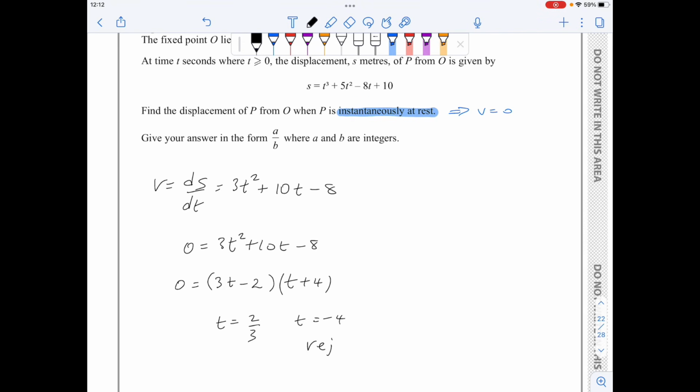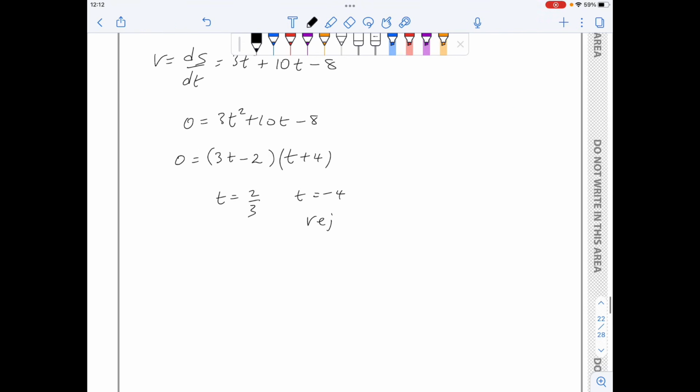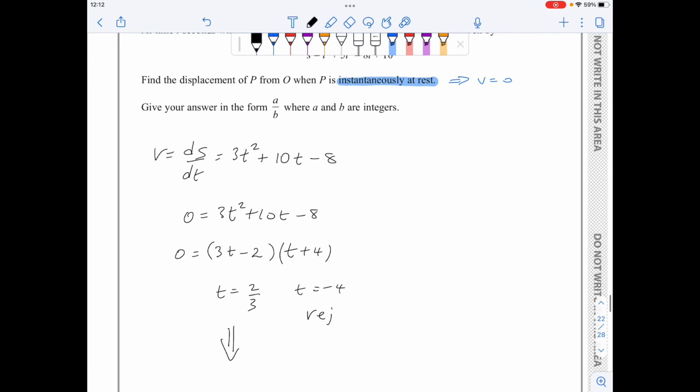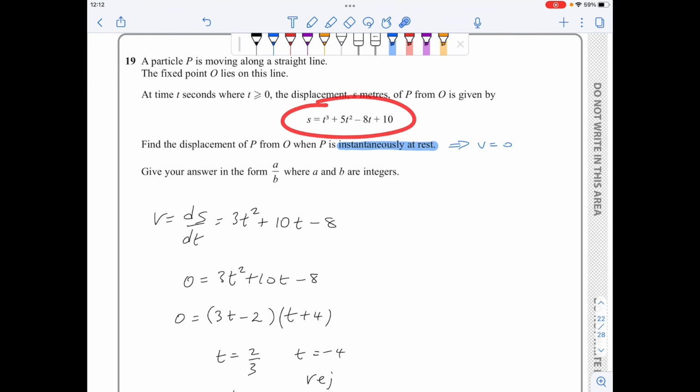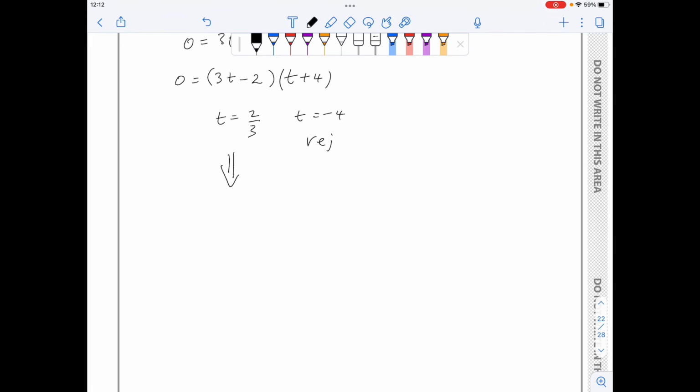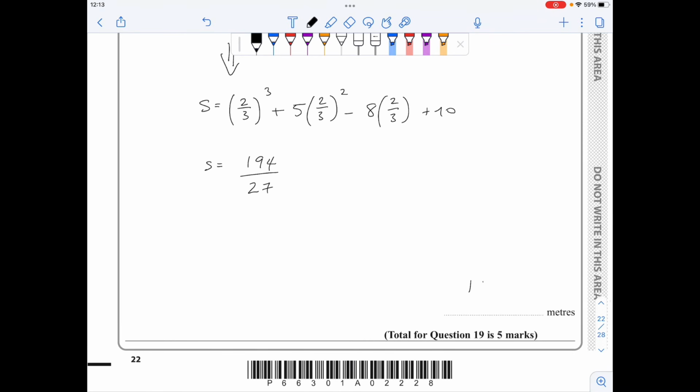Hence, to find the displacement, I'm going to use this value of t and the original expression here and substitute. S equals (2 over 3) to the power of 3 plus 5 (2 over 3) squared minus 8 (2 over 3) plus 10, and the answer comes out to be 194 over 27, which is my final answer.